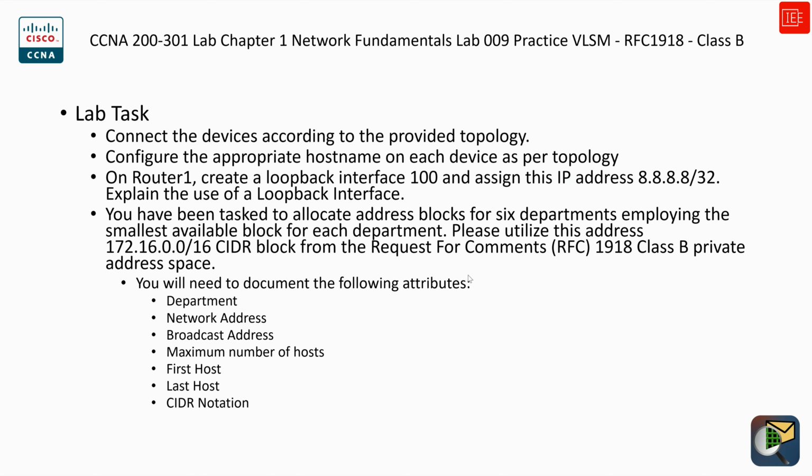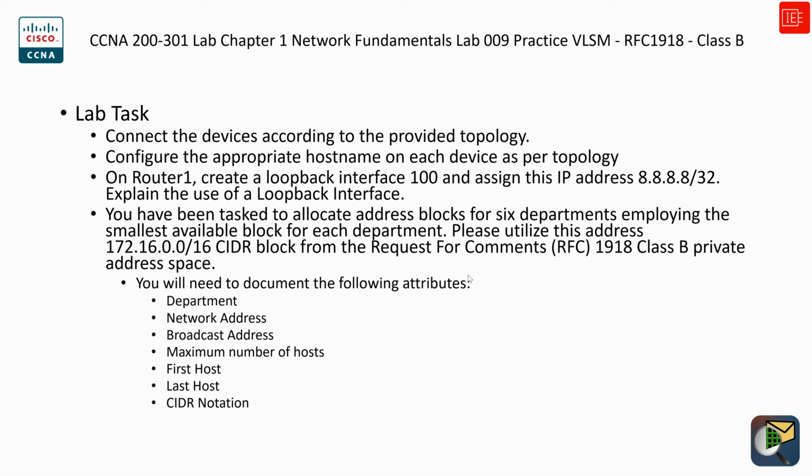Now let's move into the lab task. The first task is building the lab, either virtually or physically. Once you've done that step, you move to the next one: configure each device according to the lab topology. We have switch 1 and router 1 that we would need to rename. We then move to the third step, where on router 1 we would need to create a loopback interface, which is 100, and we are going to assign the IP address 8.8.8.8 with subnet mask /32.